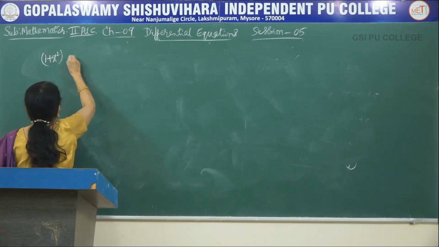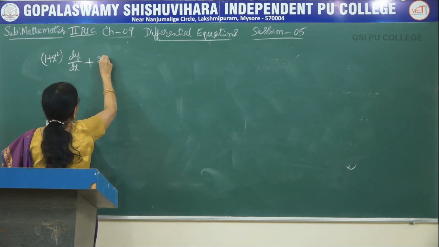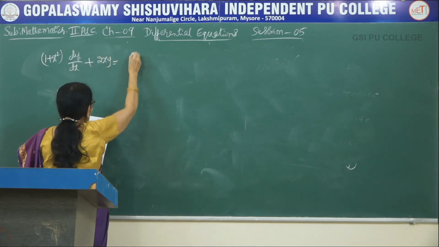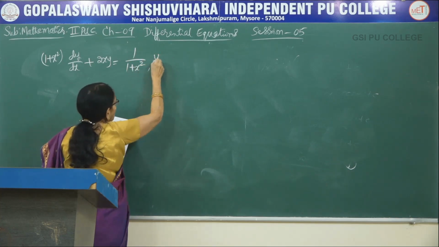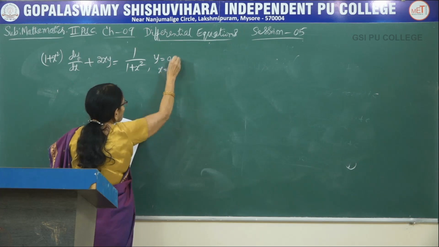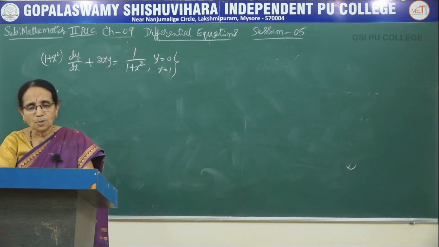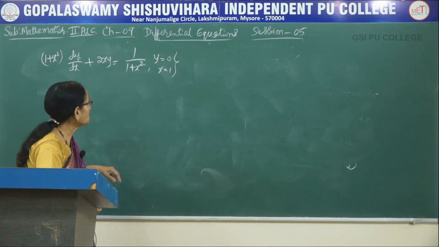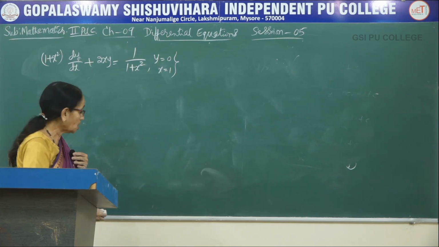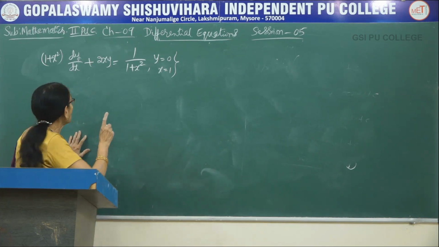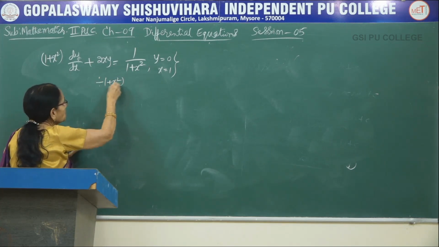(1 plus x square) dy by dx plus 2xy, that is equal to 1 divided by 1 plus x square. Y is 0 when x is 1. When x takes a value 1, y takes a value 0. Now, you observe that dy by dx has a coefficient other than unity. Therefore, the first step is you have to divide by 1 plus x square.